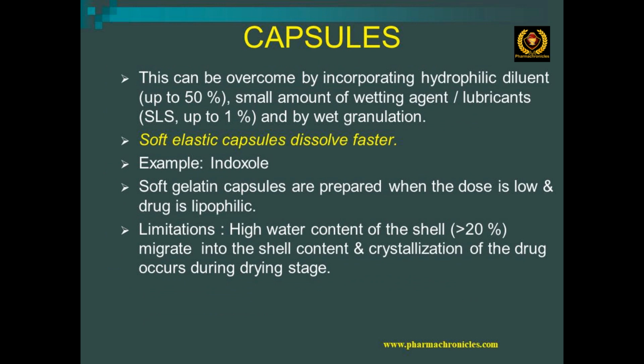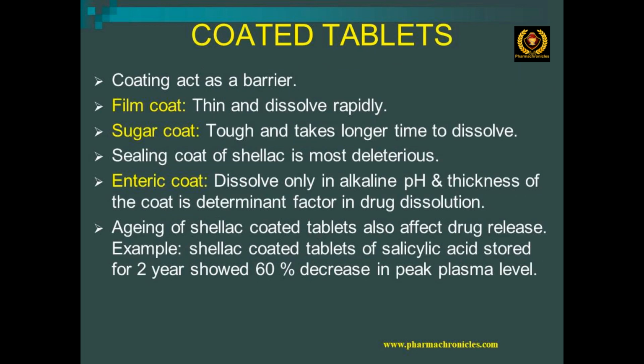Capsules. This can be overcome by incorporating hydrophilic diluent, up to 50%, a small amount of wetting agent or lubricants, SLS, up to 1%, and by wet granulation. Soft elastic capsules dissolve faster, for example, indoxil. Soft gelatin capsules are prepared when the dose is low and the drug is lipophilic. Limitations: high water content of the shell, greater than 20%, can migrate into the shell content, and crystallization of the drug occurs during the drying stage.